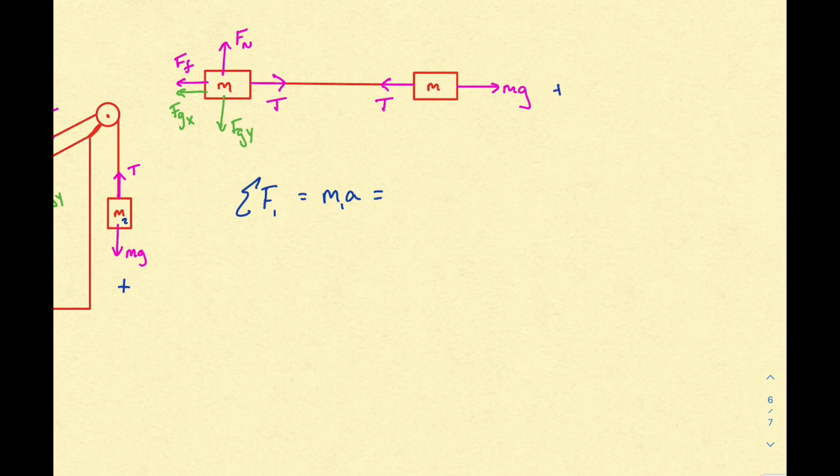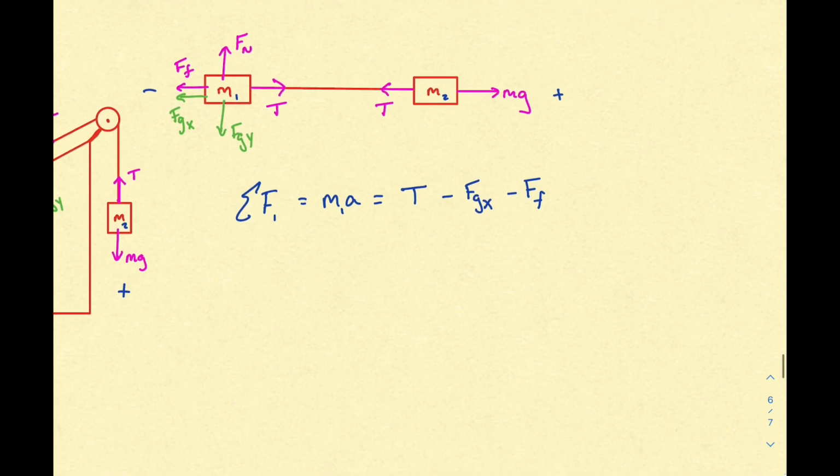All right, this is the positive direction. This is the negative direction as shown in my diagram. So that means for object 1, which again is this object, and this is object 2, I have a whole bunch of forces. First, I have a positive force of tension. That's this one right here. And then I have minus Fgx, and I have minus my force of friction.